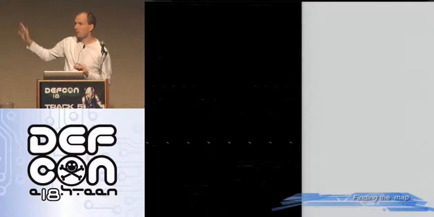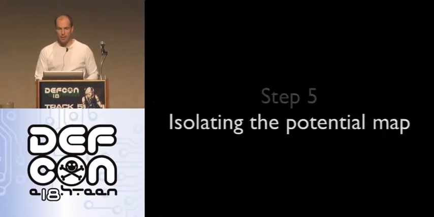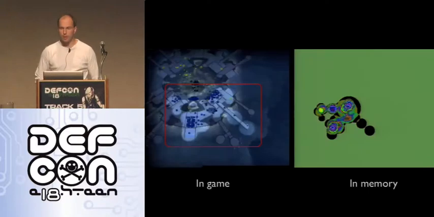Okay, so I'm going to show you a zoom of it, but that's the idea. That's exactly what we see from Katograph, and we're going to try to isolate this potential map. If you look in memory, here's what it looks like.